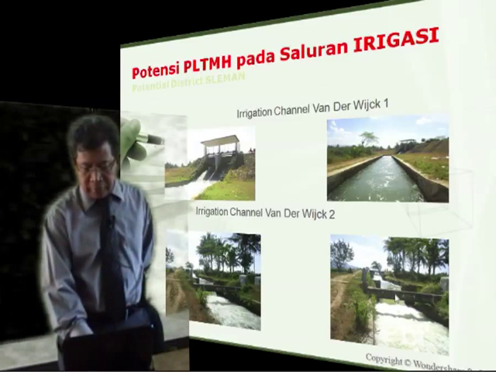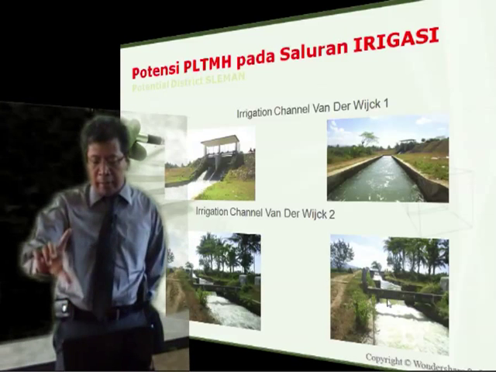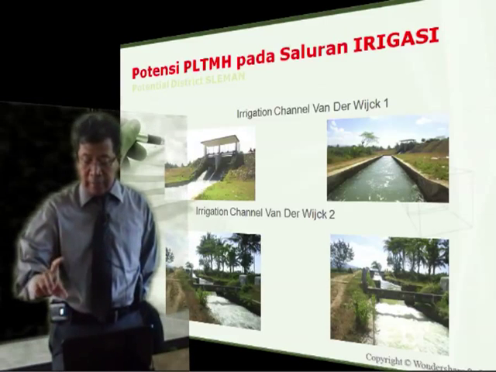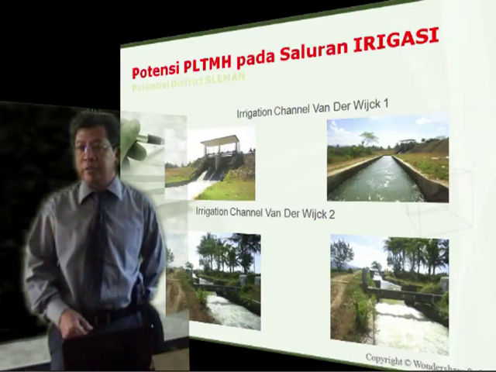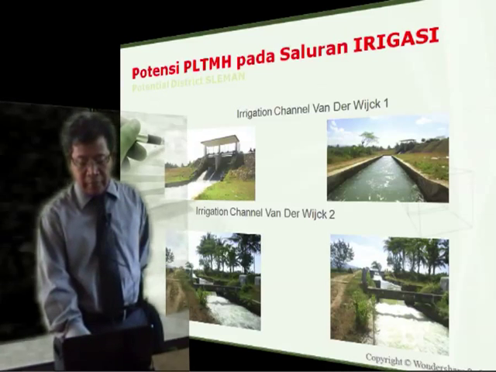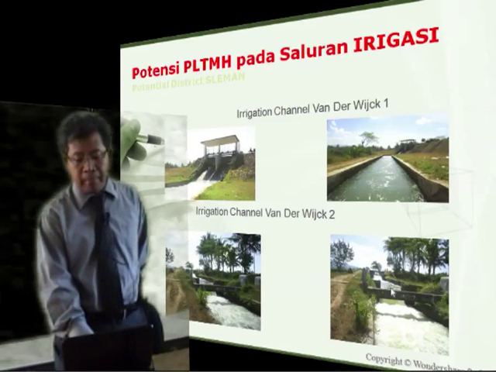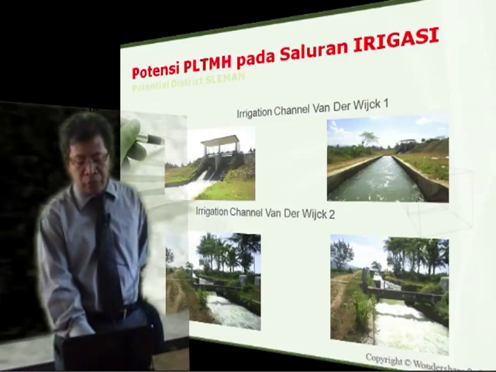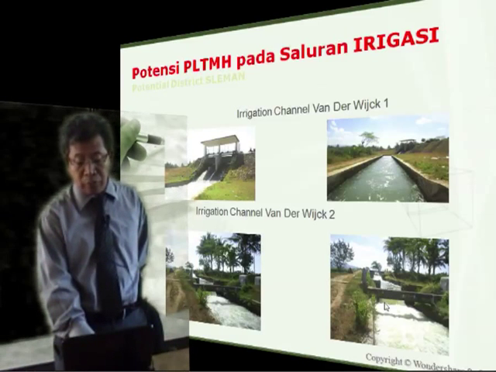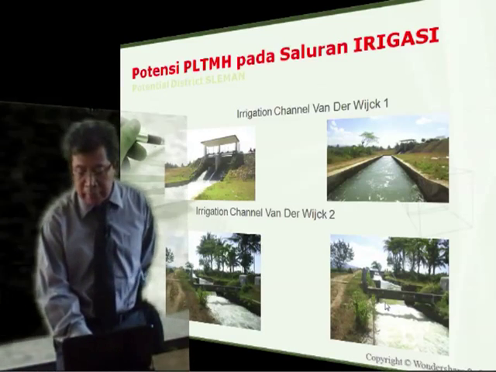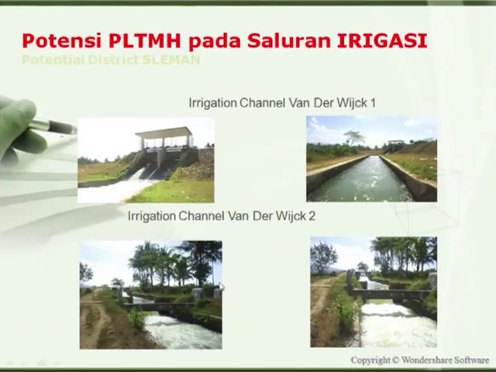And you see here, there is a small head about 2 meters, and the discharge about 2 cubic meter per second. From here, with discharge 2 cubic meter per second and head 2, we can produce about 20 kilowatt. Here also about 20 kilowatt. So 20 kilowatt is for 20 small and medium enterprises, 20 places.